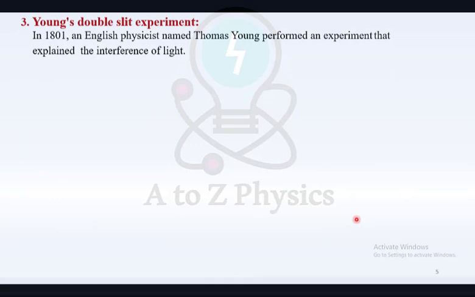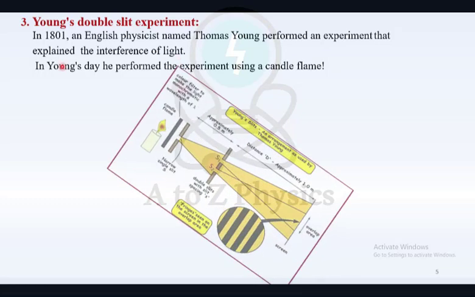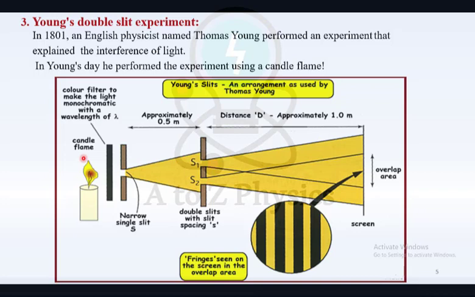In 1801, an English physicist named Thomas Young performed an experiment that explained the interference of light. He performed the experiment using a candle flame, which is a non-synchronous and incoherent source. So he used a color filter to make the light monochromatic and so synchronized. And then he used a narrow slit to make it coherent.